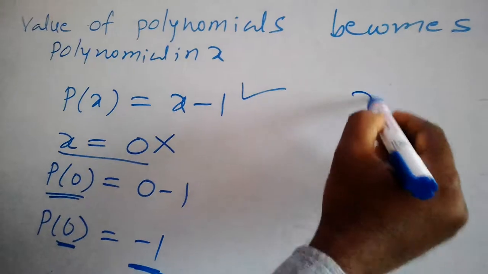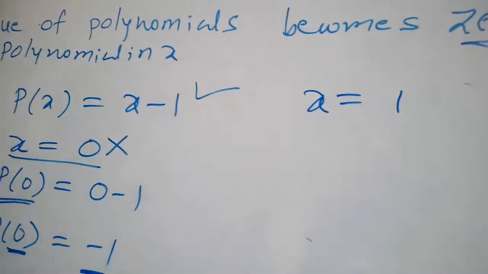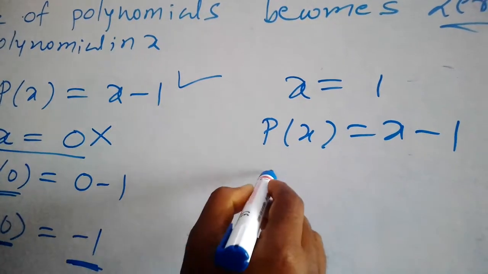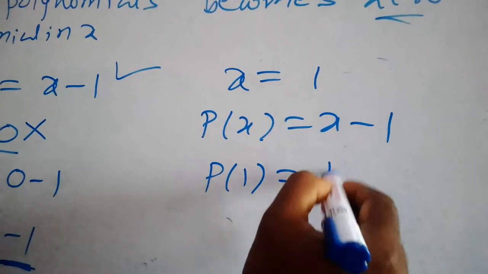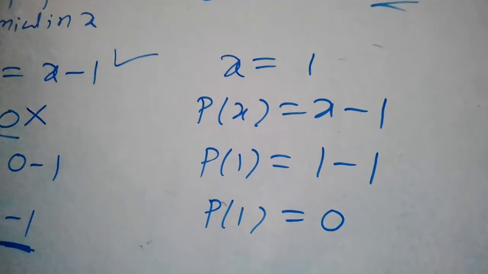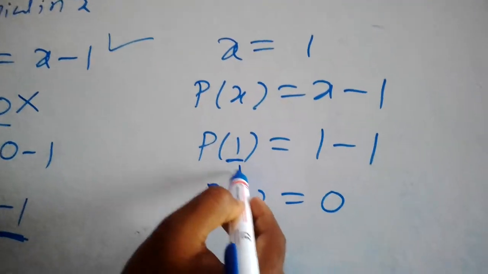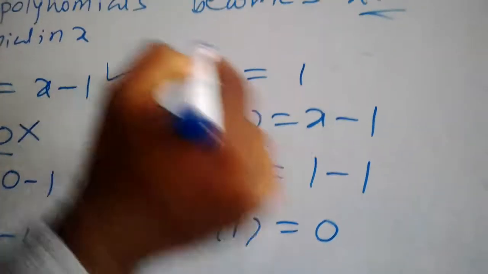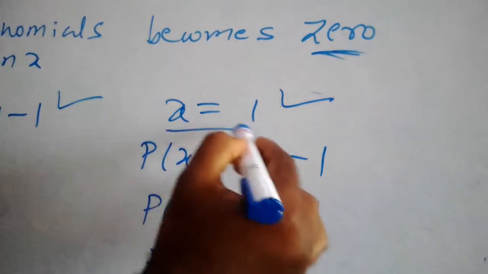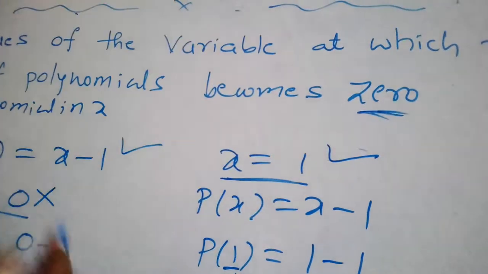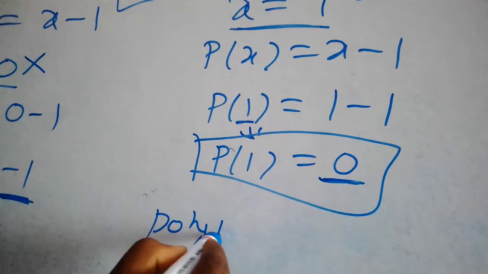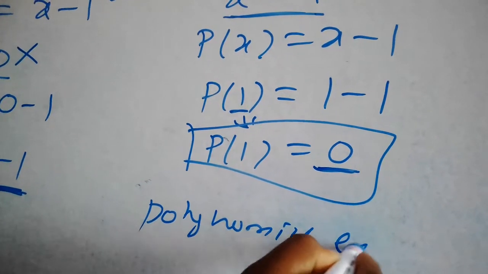Now again we will substitute one more value, x equal to 1. Now p of x is equal to x minus 1. P of 1 is equal to 1 minus 1, so p of 1 is equal to 0. The value of the variable is 1. After substituting 1, the polynomial becomes 0. Then this value x equal to 1 is known as a zero of the polynomial, and this equation is known as the polynomial equation.